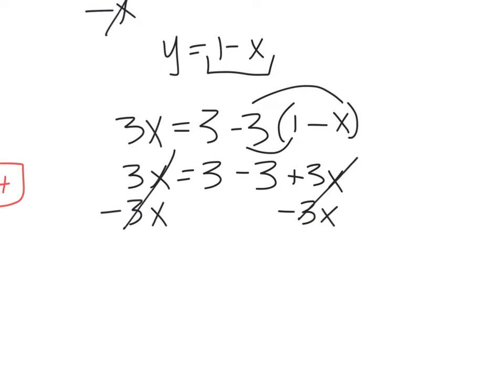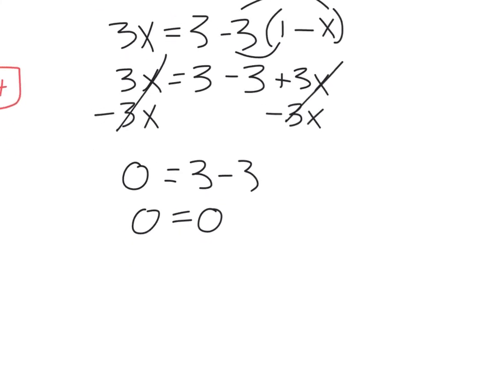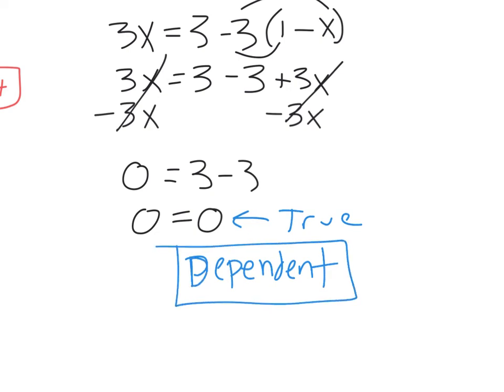Well, those all canceled out, so I have 0 equals 3 minus 3. 3 minus 3 is 0, so I have 0 equals 0, which means my variables are gone, but that's actually a true statement. 0 does equal 0, which means that I have a dependent system of equations here. It means that it has infinite solutions. They are the same line, right?